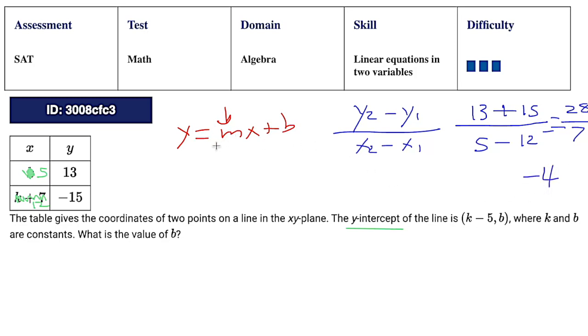So now we rewrite y equals mx plus b. We can change m to negative 4, so our formula is y equals negative 4x plus b. And then we just plug in one of these points. I'm going to go with 5, 13 because it doesn't have a negative number, and that seems a little bit easier. So instead of y, we'll have 13. Instead of x, we'll have 5. And then we're going to solve for b. So negative 4 times 5 is negative 20. Add 20 to both sides. 13 plus 20 is 33. And that would mean that 33 equals b. So that's one way to do it.